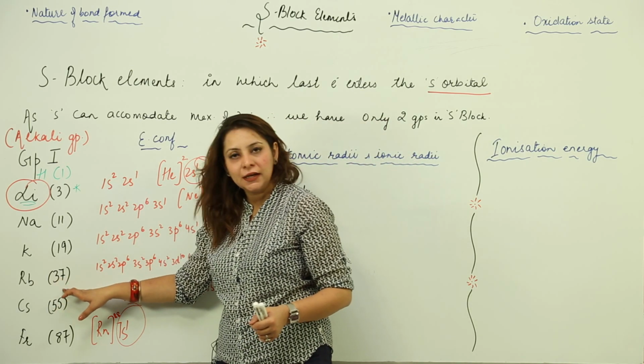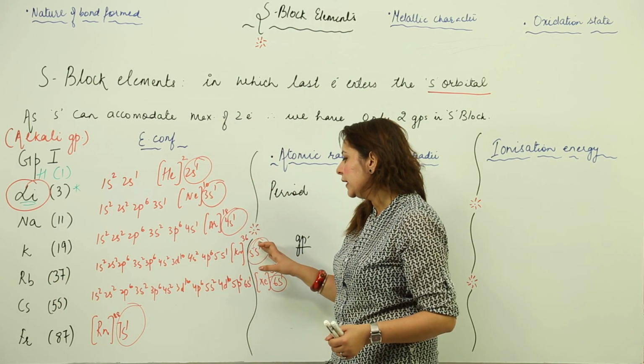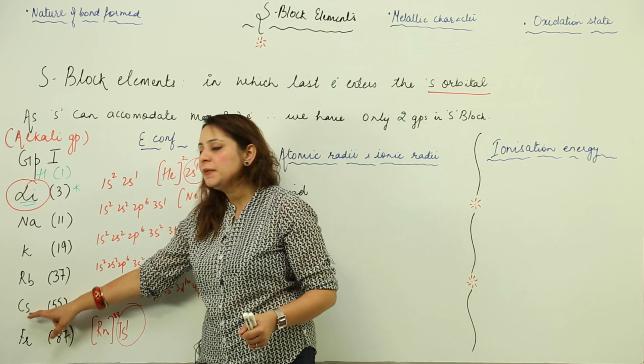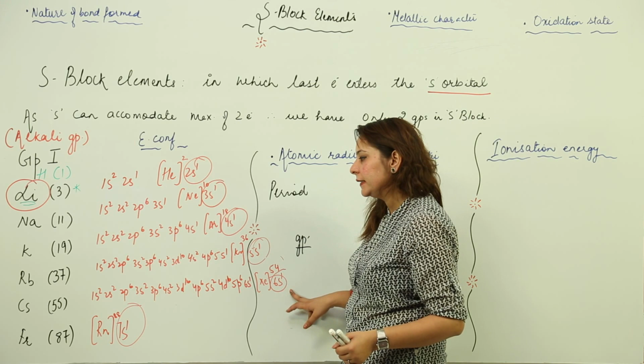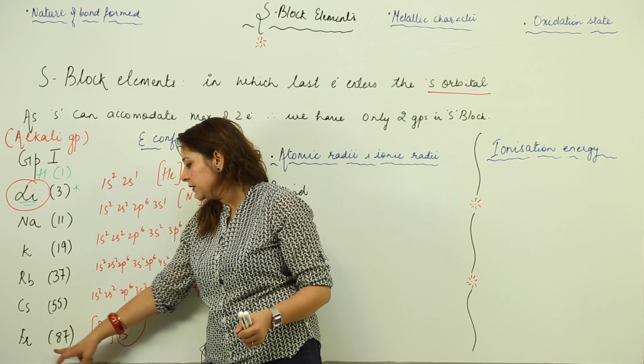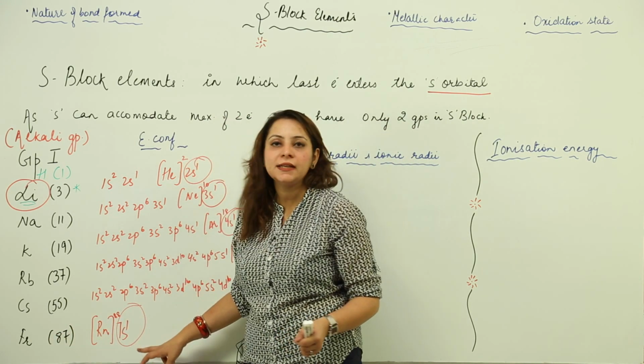For rubidium, it is 37, so it is krypton-36, 5s1. Cesium is 55, so the configuration becomes xenon-54, 6s1. Francium is 87, so it is radon-86, 7s1.